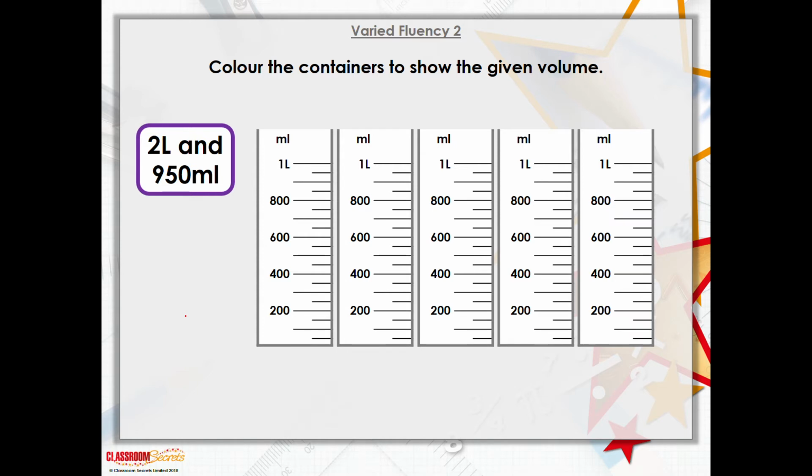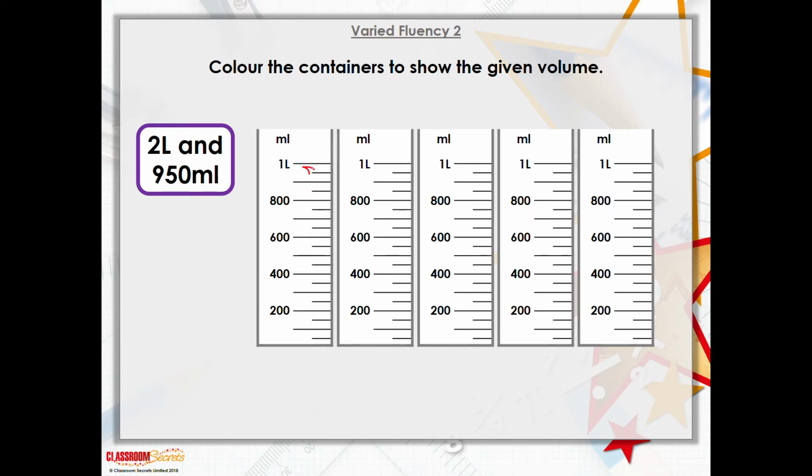Question 2. Colour the container to show the given volume. We have altogether 2 litres and 950 millilitres. First of all, let's start with our litres. We need 2 litres coloured in. With your finger on your screen, I would like you to have a think and pretend to colour in your 2 litres.